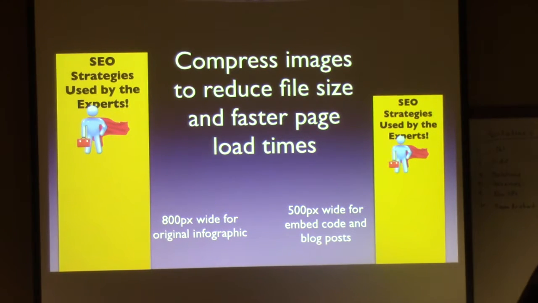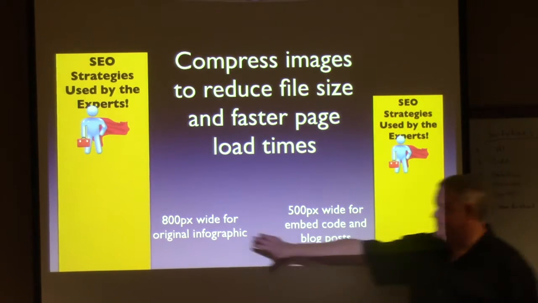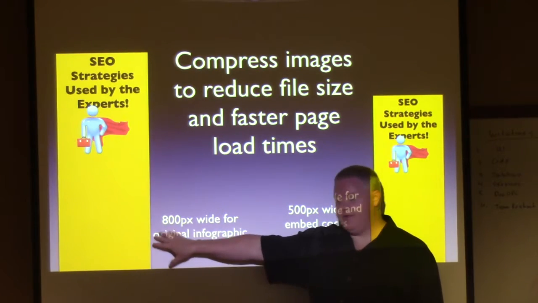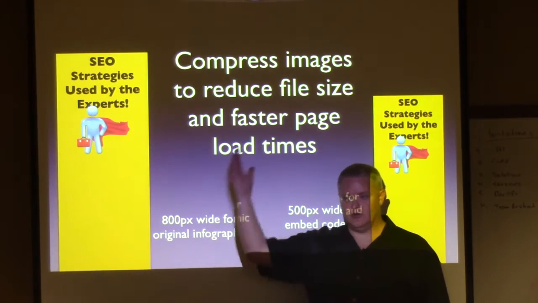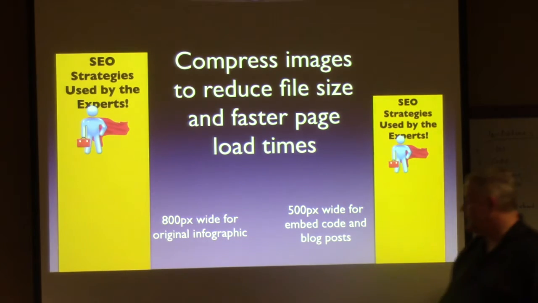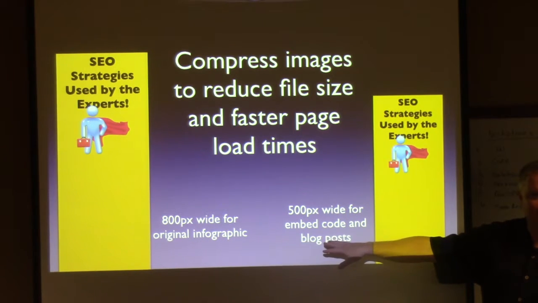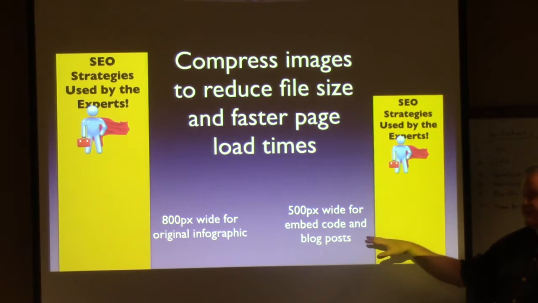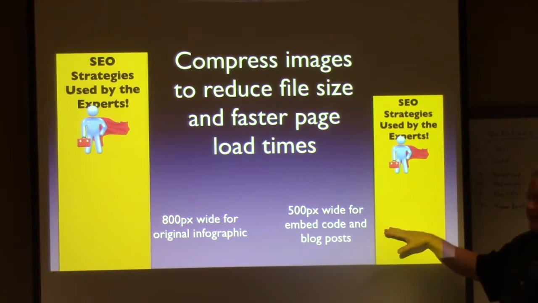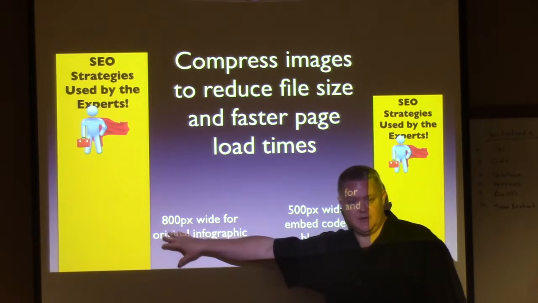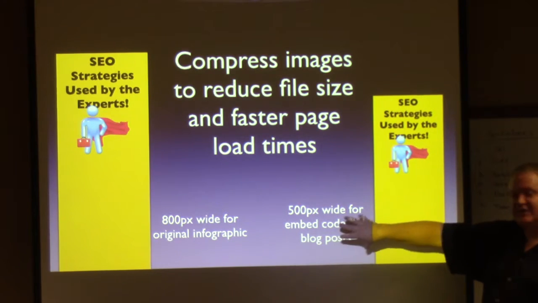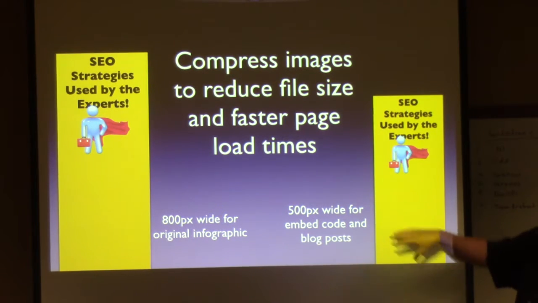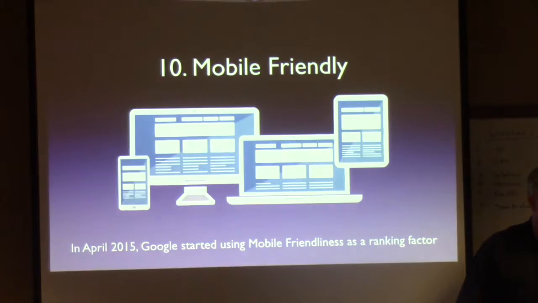Now, usually what I do, 800 pixels is my general rule. That should be the full size original infographic on the landing page. 500 pixels should be your blog post size. So the smaller size could be the full infographic, it's just smaller, and then you click that and it takes you to the landing page. We actually use this 500 pixel size in the embed code.